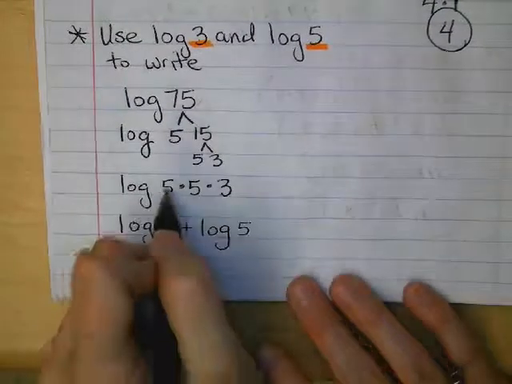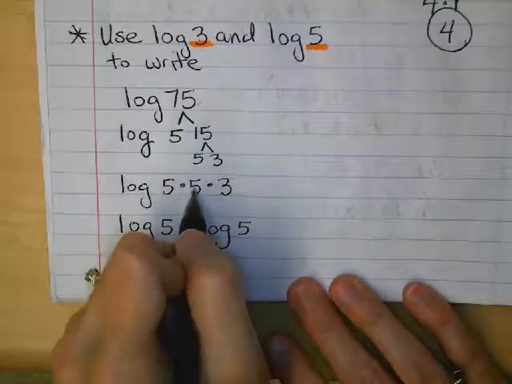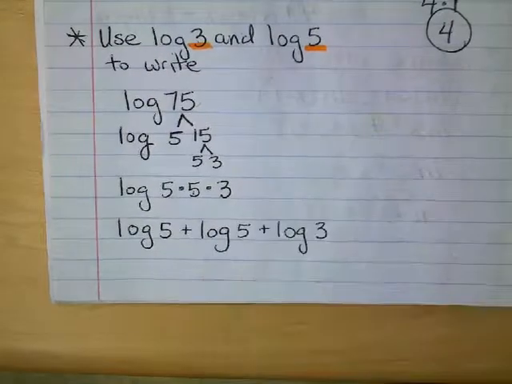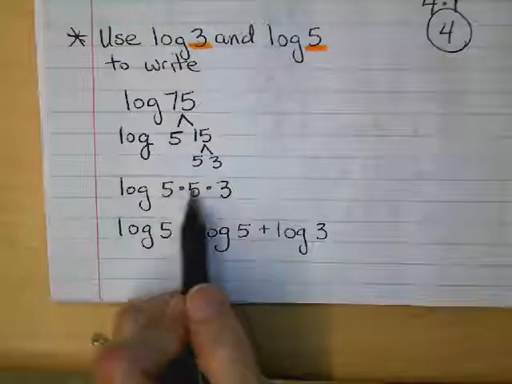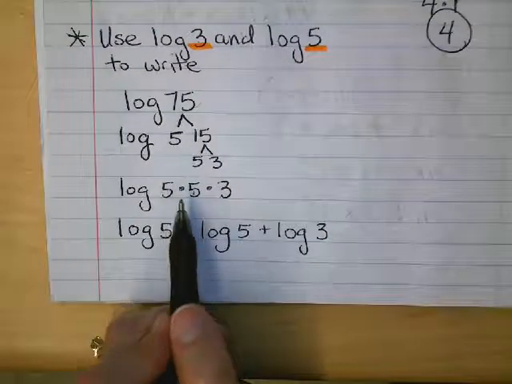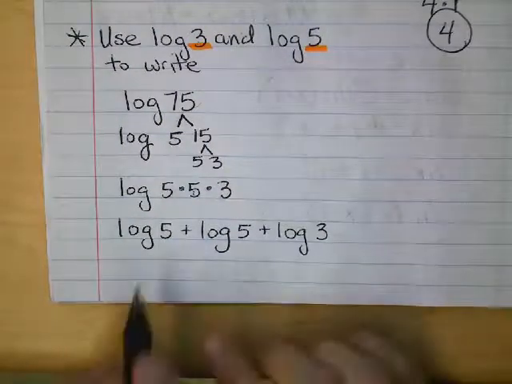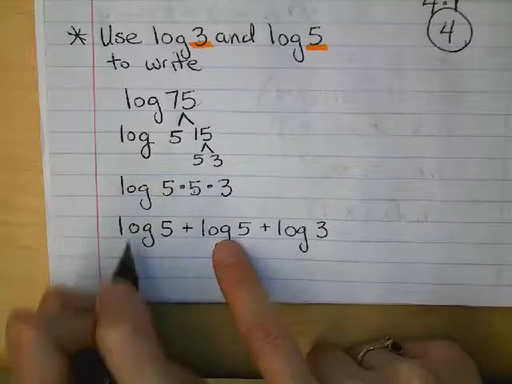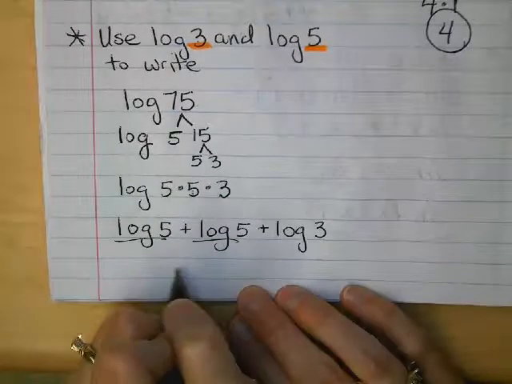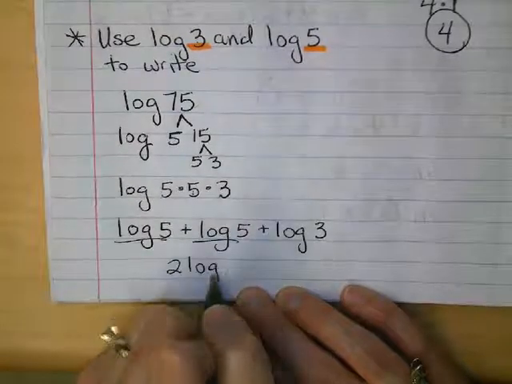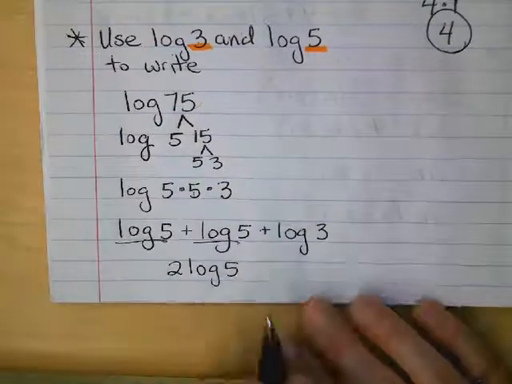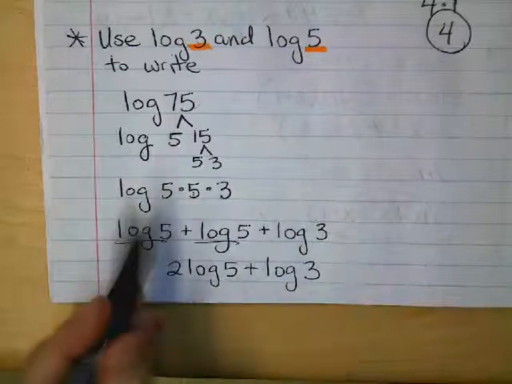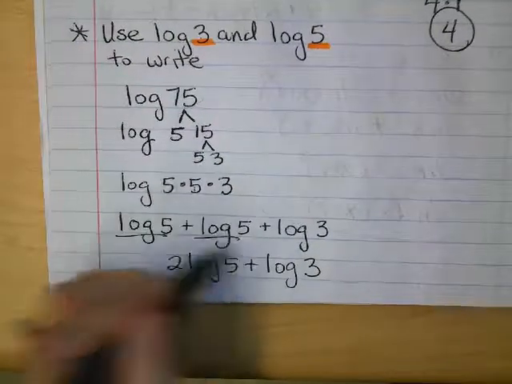So I have log of 5 plus another log of 5 plus log of 3. I almost stopped myself because some of you might have thought of it too. I could have written 5 squared, but it's going to come out the same answer. If I have a log of 5 plus another log of 5, it's kind of like a like term thing. Isn't that 2 log 5s? See that? Plus log 3.